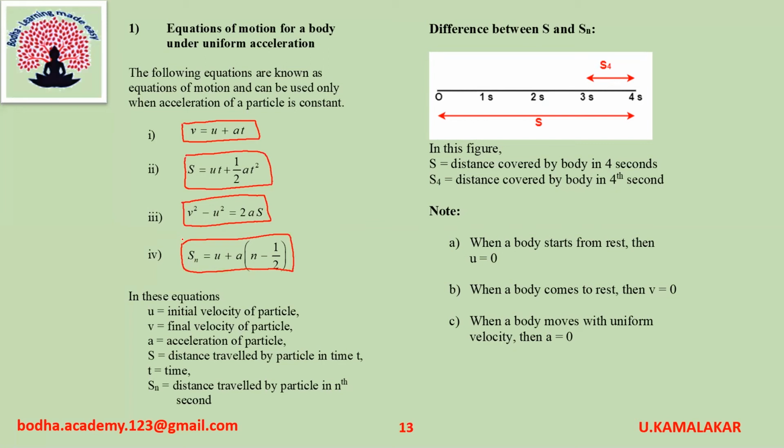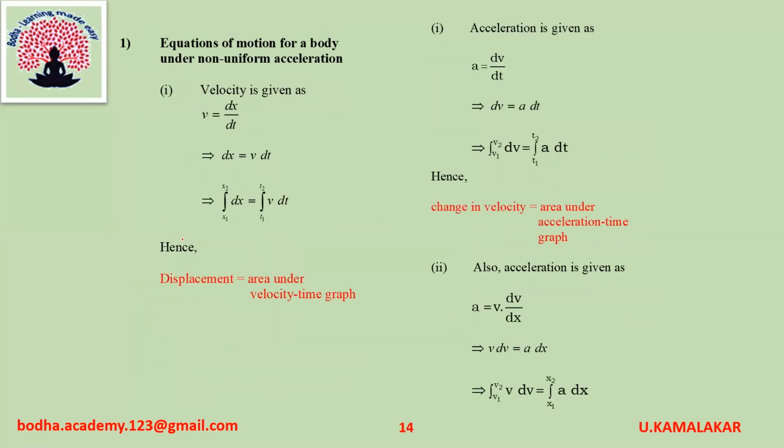When body comes to rest, then its final velocity is 0. When a body moves with uniform velocity, then its acceleration is 0. Next topic. Equations of motion for a body under non-uniform acceleration.